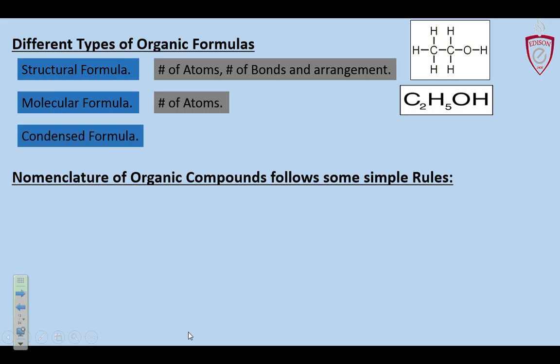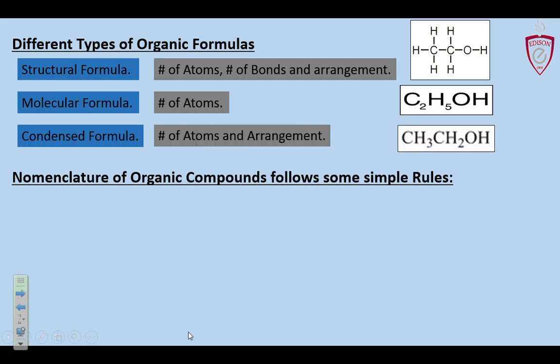Then there's the condensed formula, which is more rare, but you see them on your reference tables, in Table R or something like that. It tells you the atoms and the arrangement, but it doesn't really go into the bonds necessarily. If you look at the top picture, you see a carbon with 3 hydrogens around it on the left.